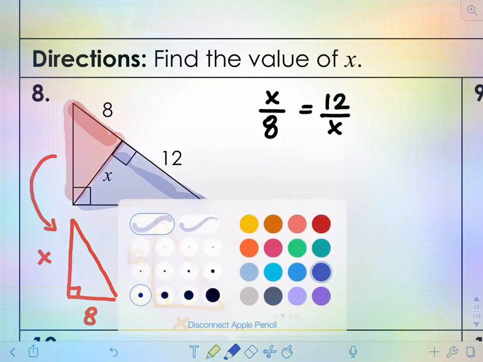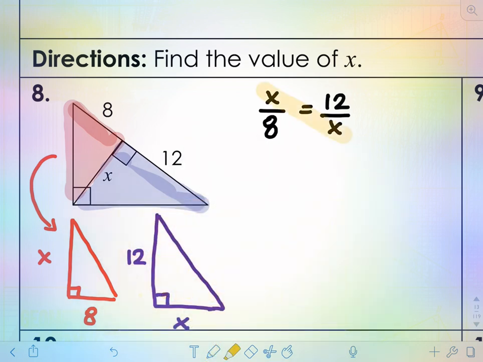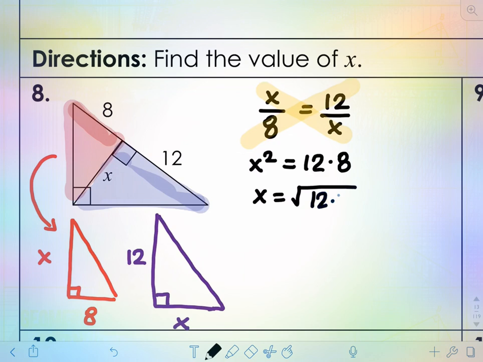Okay, so we are going to solve this proportion. We're going to cross multiply. So X times X is X squared equals 12 times 8. And you can multiply that out, but I'm just going to leave it as is for now. And then if we want to get X by itself, we take the square root of both sides. And we get X equals the square root of 12 times 8. Okay, so this looks like the geometric mean that we did on the other side.